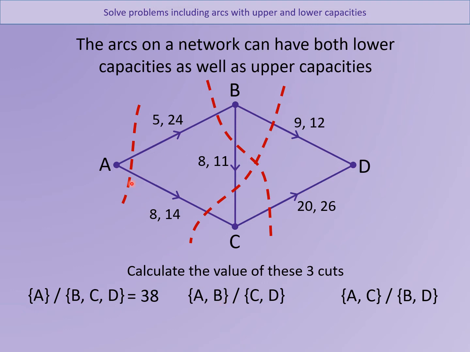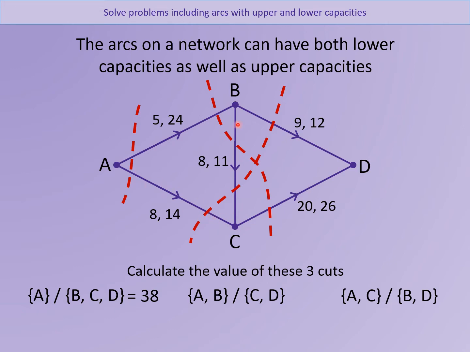Okay, so look at the next one. A and B cut off, so it's this line just here, with C and D on the sink side. So that's what I've got. Let's look at the lines it cuts through. I've got the B to D, that's flowing from source to sink. The B to C, that's flowing from source to sink. And the A to C, that's flowing from source to sink.